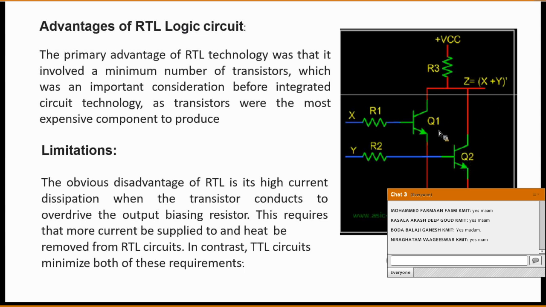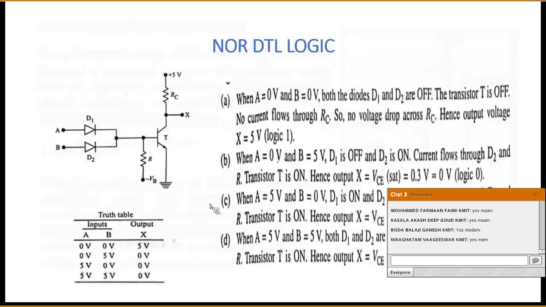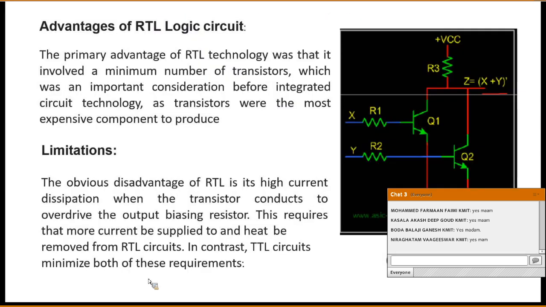And NOR means what? NOR means X plus Y whole complement. So it is written here. Now if you give 0 and 0, what is your NOR gate output? NOR gate means, just now we have seen, for 0 0 it is 5 volts, and for the rest of all the inputs it is 0 volts.